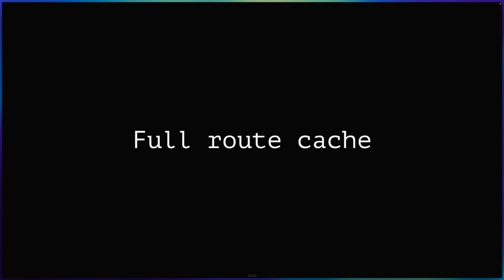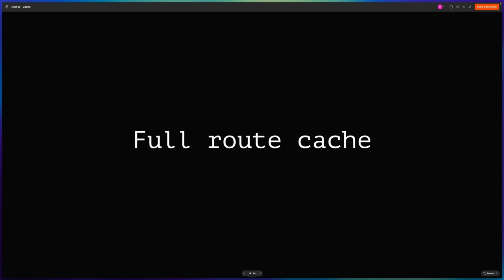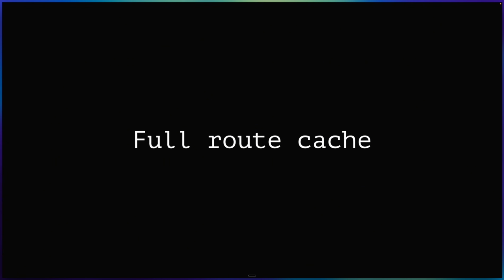By default, Next.js caches rendered pages on the server. Not just the HTML, but also the React server component payload that helps React figure out how to hydrate and reconcile the page later. This cache lives at the route level and stores the full output of that route. So when it's hit, it's fast.